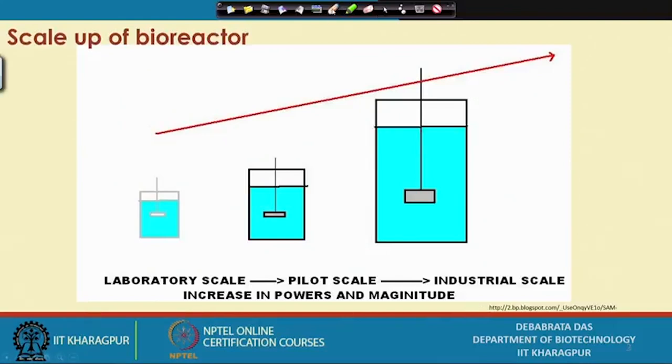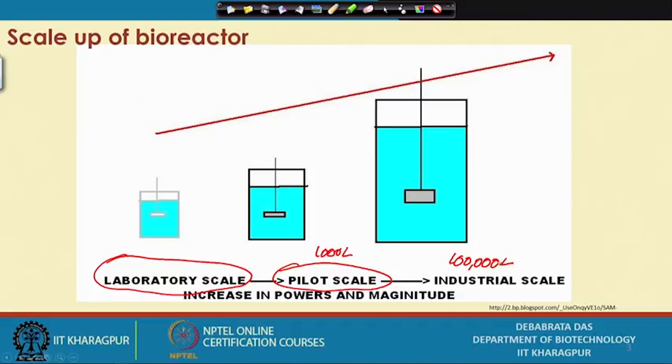Now let us consider how we scale up. First we do it in the laboratory scale, whatever we develop in the lab. Then it comes to the pilot scale. To elaborate, here we may start with conical flasks of capacity 100 milliliters, then 500 milliliters, then 2 liters, then 10 liters. After that we go for pilot scale, which may be as high as 1000 liters or so, and then we go for the industrial scale, maybe 100,000 liters, or maybe 200,000 liters.